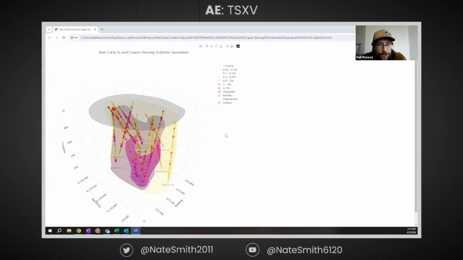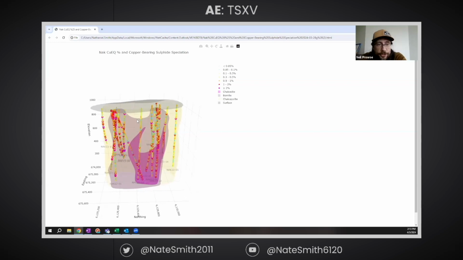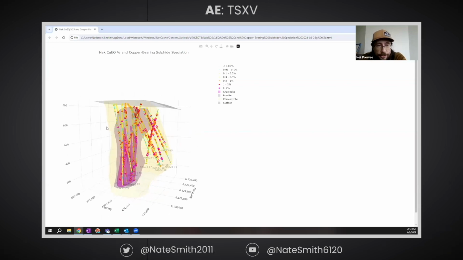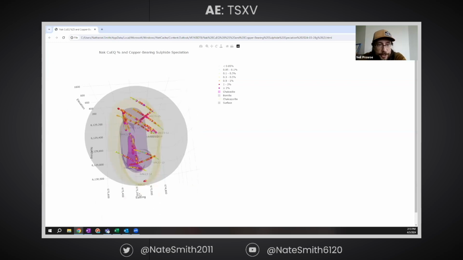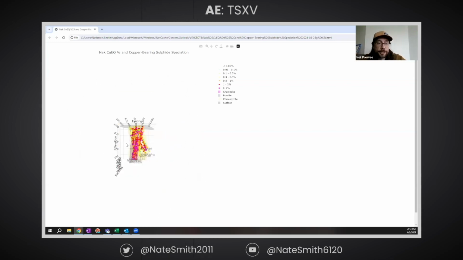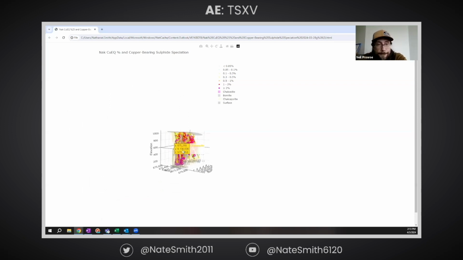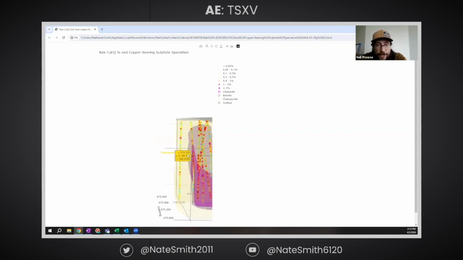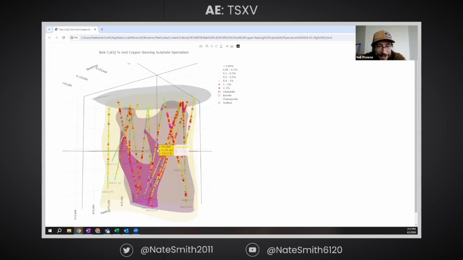So what we have here is a plot of downhole grade broken out into meter intervals with the color code along the side there in the legend, as well as our copper-bearing sulfide species shells. So these were generated as level plans and projected into 3D solids. And this is all based on interpolation between what we've drilled so far. So a lot of this is limited by our drilling data. But what this shows is a very, yeah, you can manipulate it.